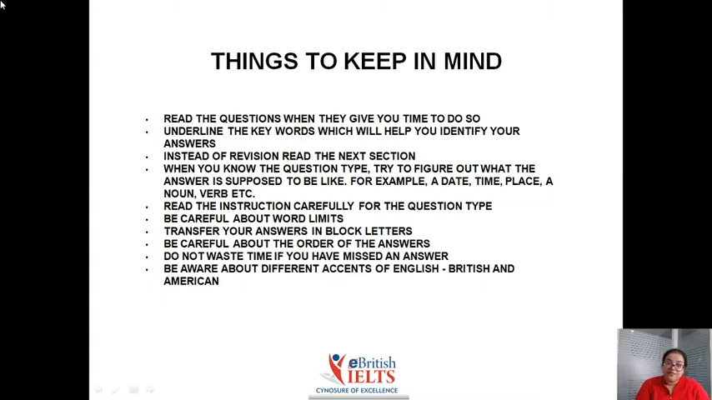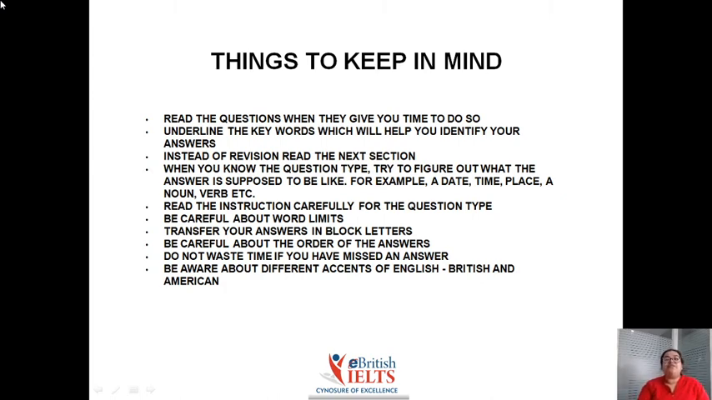So be very careful about this. Apart from this, when the entire audio track is over and you're transferring your answers, write everything in block letters, all caps. There's a reason why I'm asking you to do this. At times when we are in a rush, we are focusing on listening also, we are focusing on writing also, we are focusing on the grammatical aspect also, we tend to disregard the errors of punctuation.